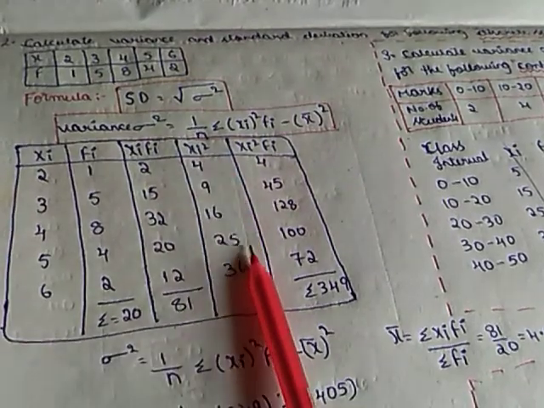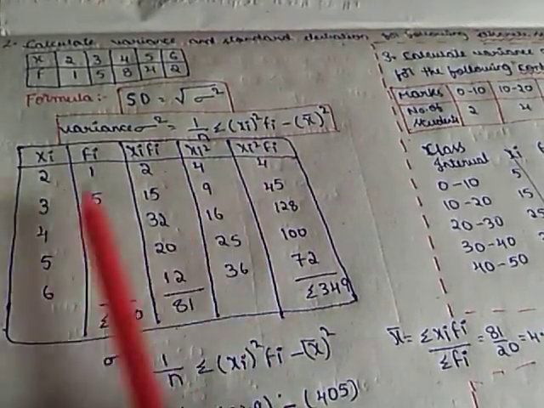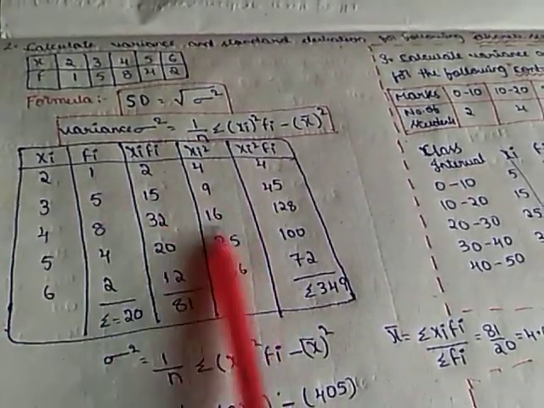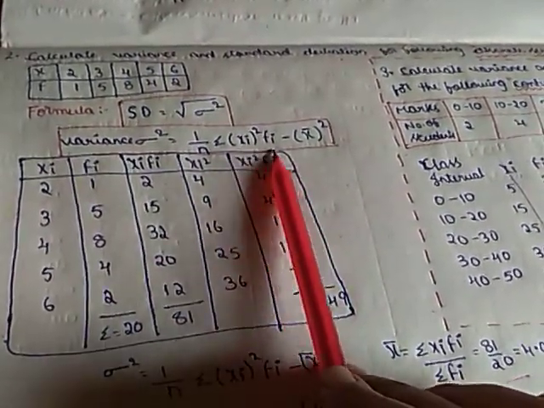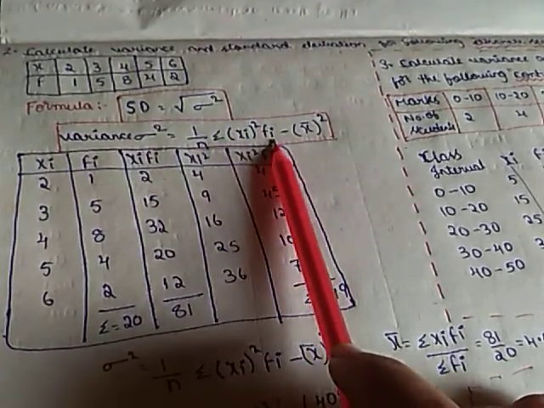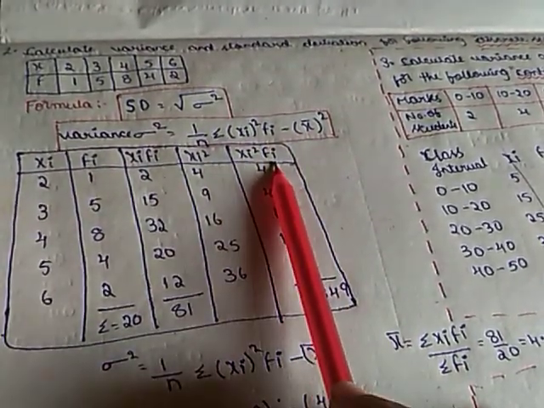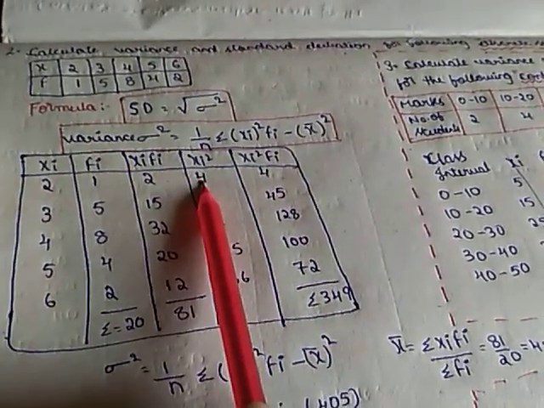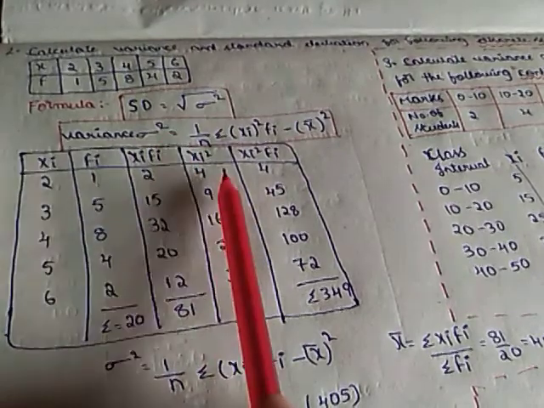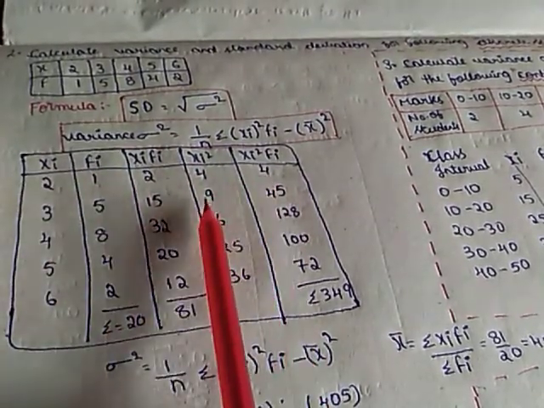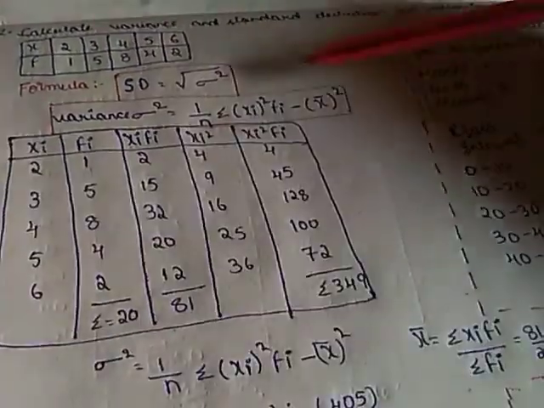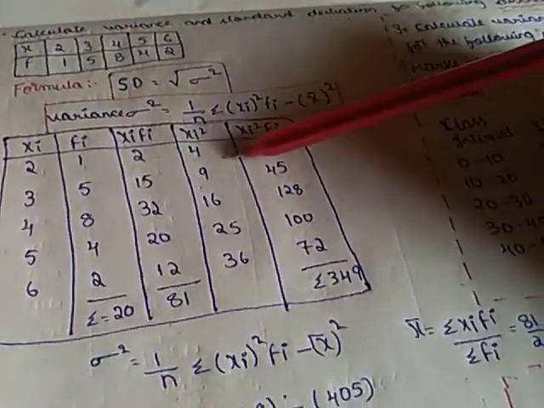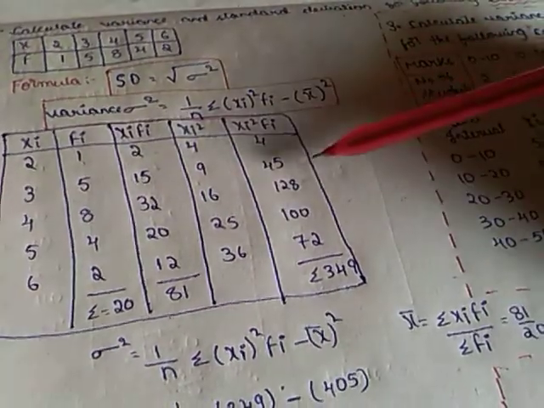Xi square means, xi means 2, 2 square is 4, 3 square is 9, 4 square is 16, 5 square is 25, 6 square is 36. And then it is mentioned in the formula summation of xi square fi. So in the xi square fi column we add: xi square 4 into f 1 is 4. Then xi square 9 into 5, 9 fives are 45. In the same way you multiply xi square into fi, so you'll get the values.